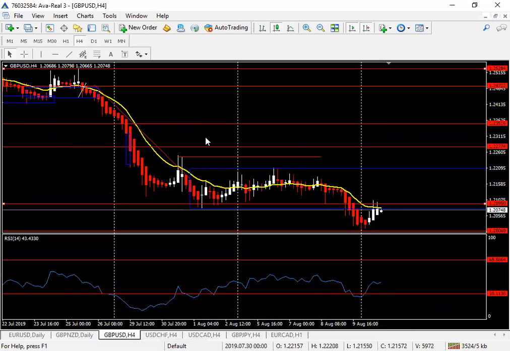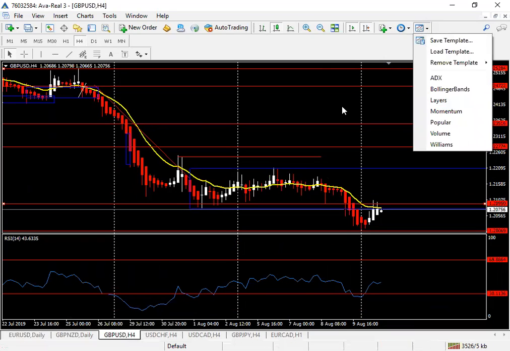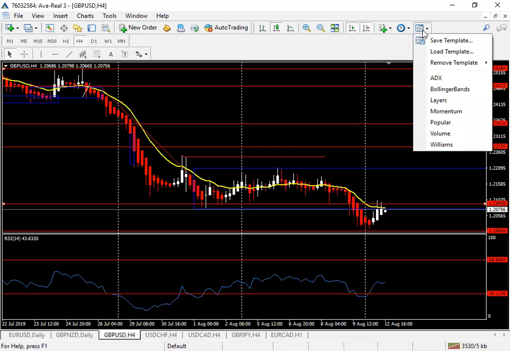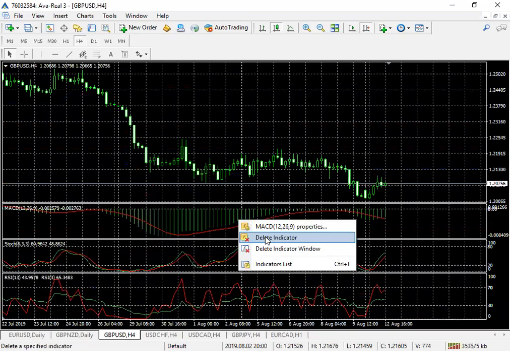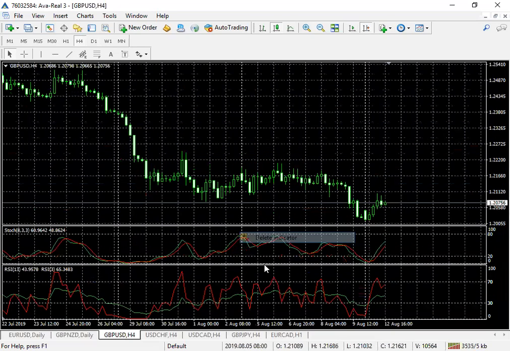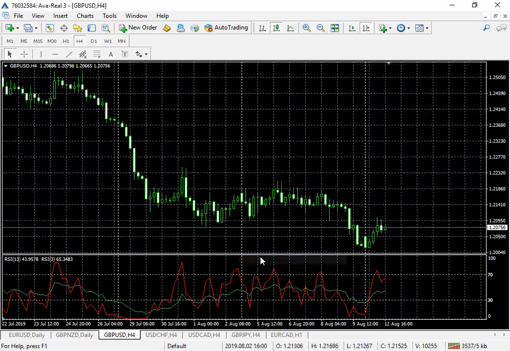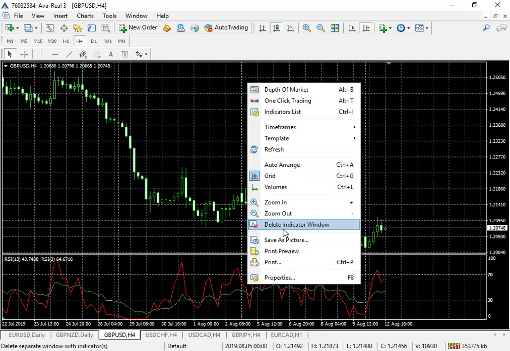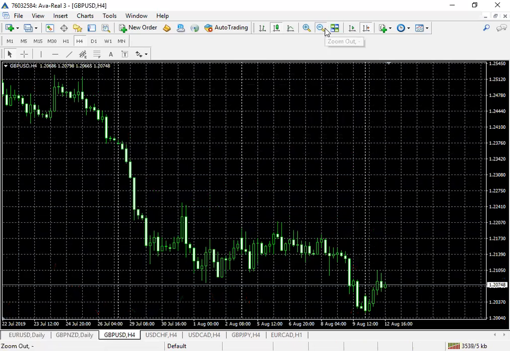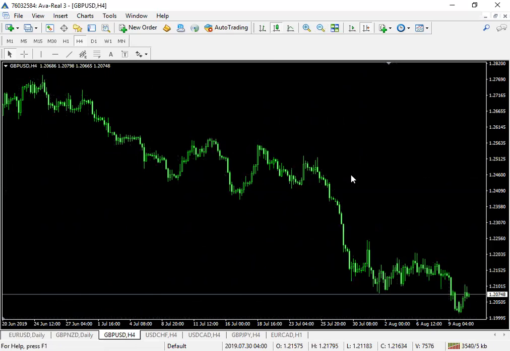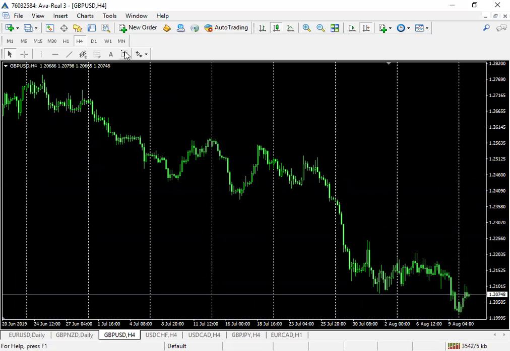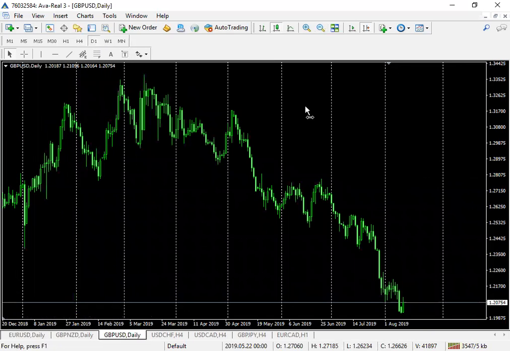Okay, GBP USD. Let me just change this. I didn't have any time to set this MT4 up, so none of my templates are here. So looking at the GBP USD, this is on the H4. Let's just start on the daily as normal.